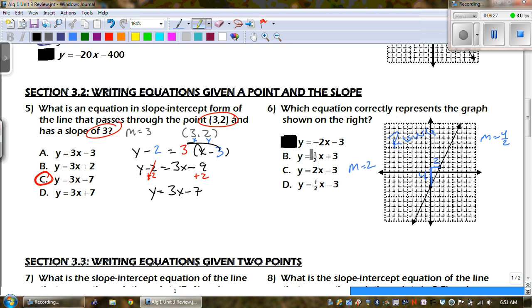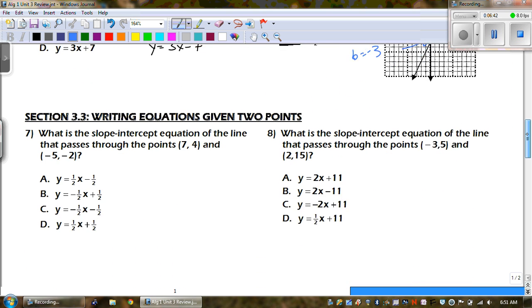So let's take a look. Up, that's not 2. Okay, that's 2. Up, that's not 2. Hey, look at that, we know what our answer is already. And just to double check, is our y-intercept 3 or negative 3? It sure is negative 3. So C is our answer.